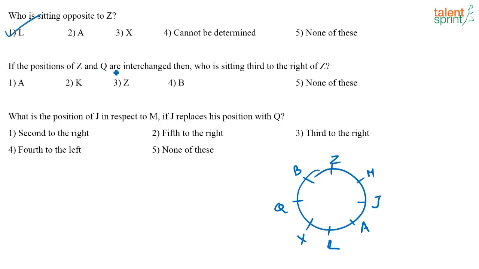If the positions of Z and Q are interchanged, then who is sitting third to the right of Z? If we interchange the positions of Z and Q, that means Z will come here, Q will come here. Now, positions of Z and Q are interchanged. Who is sitting third to the right of Z? In this case, A will be sitting third to the right of Z. So, for the second question, the correct answer is A.